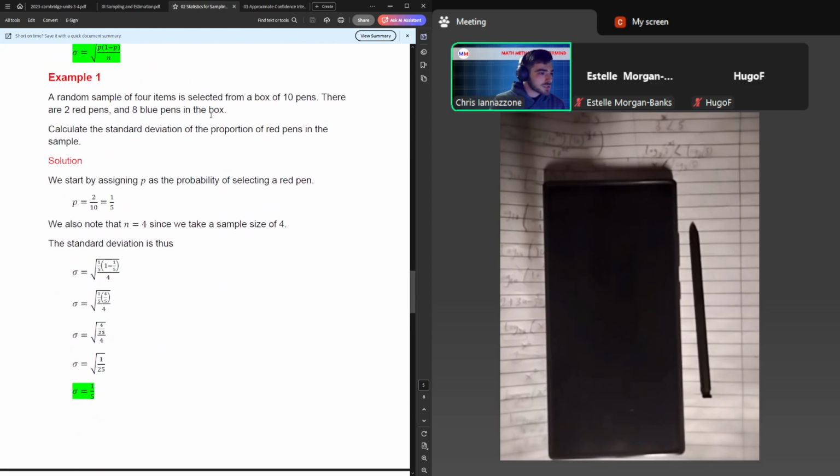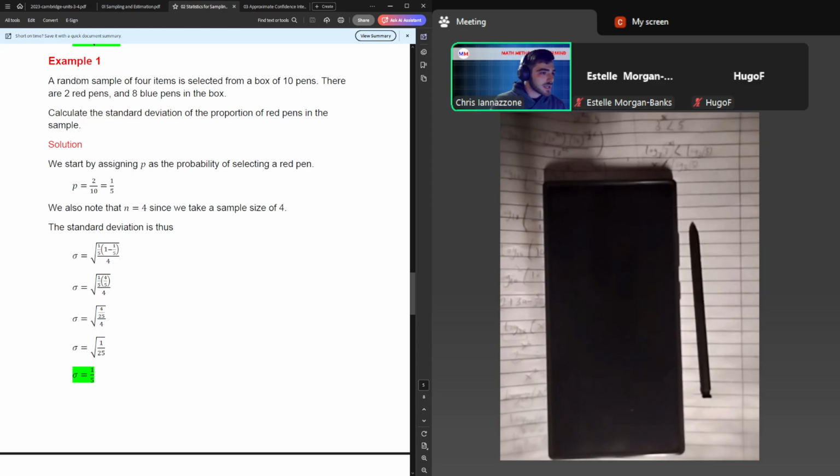But okay, how do we actually calculate these things? Well, let's have a look at an example. We have a random sample of 4 items selected from a box of 10 pens: 2 red, 8 blue. Calculate the standard deviation of the proportion of red pens in the sample.